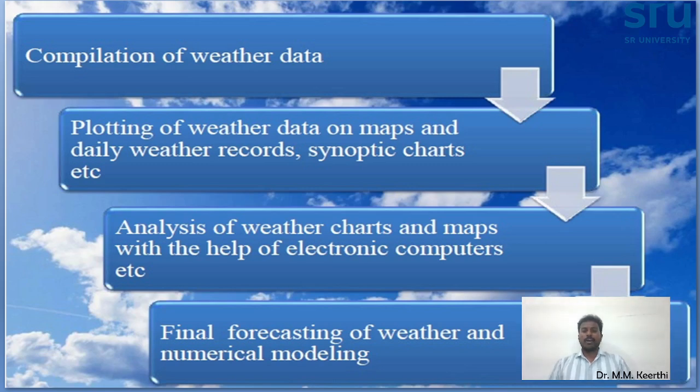Okay, what are the steps we are following? First is compilation of the weather data. All the data we need to compile, and we have to plot the weather data on maps. We have to collect the data and after collecting, we have to compile. After compiling, we have to plot the weather data on the maps, match the daily weather data records, and make the synoptic chart also. After that, we have to analyze the weather charts and maps using electronic systems, particularly computers.